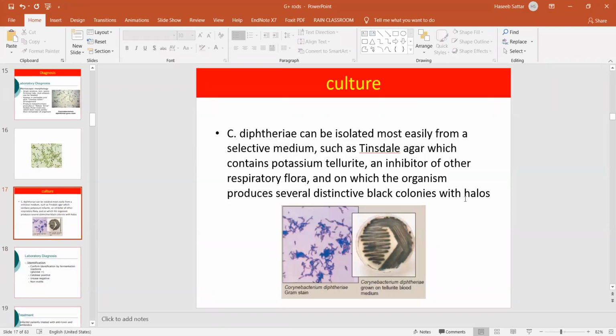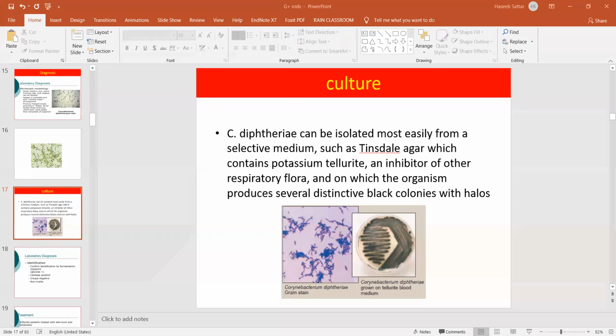So this bacteria can be isolated or cultured on Tinsdale agar. Tinsdale agar is a differential media because this media only allows the growth of Corynebacteria, while the rest of the bacteria cannot grow on this media.